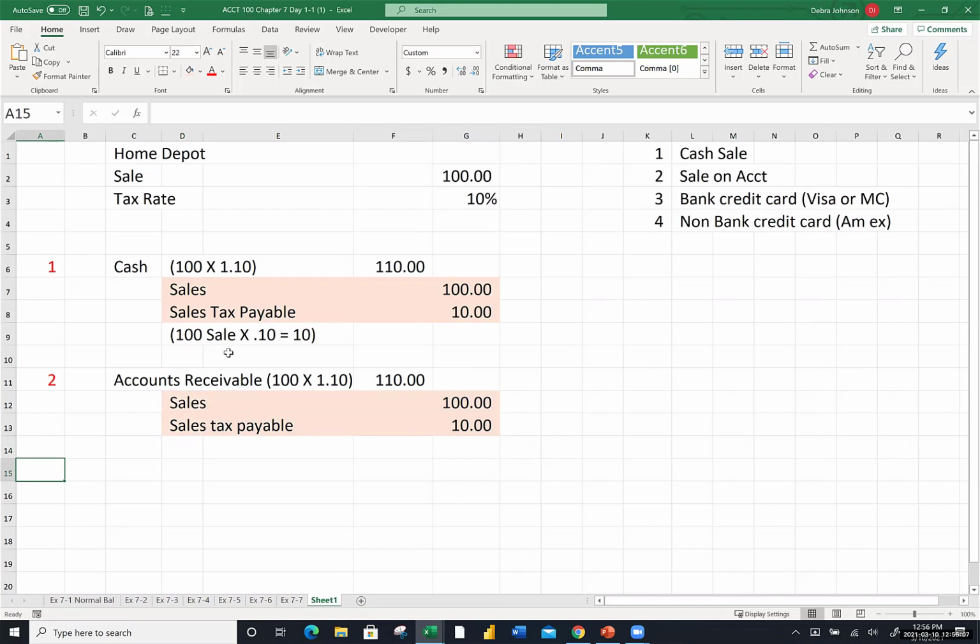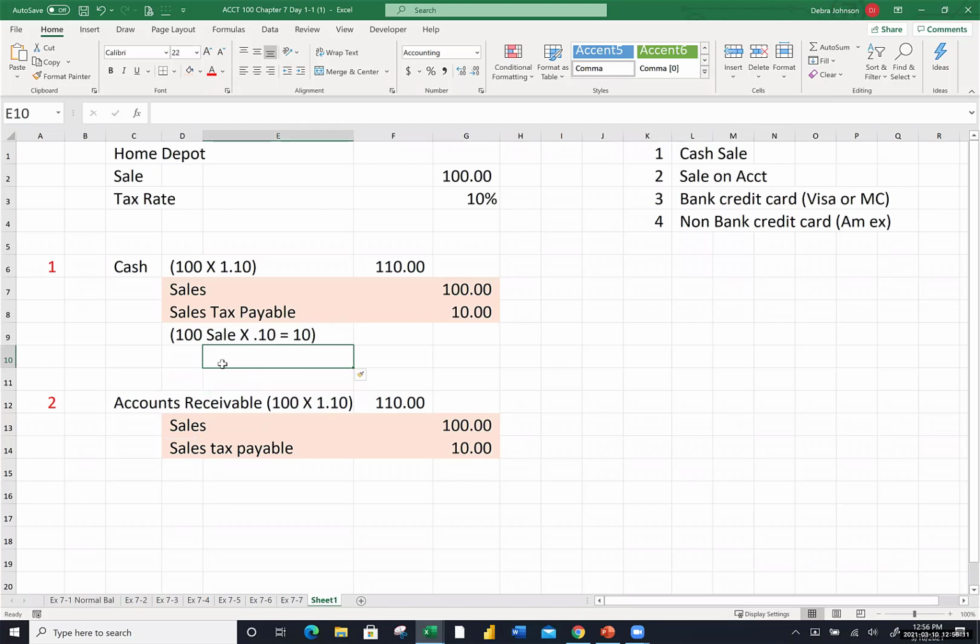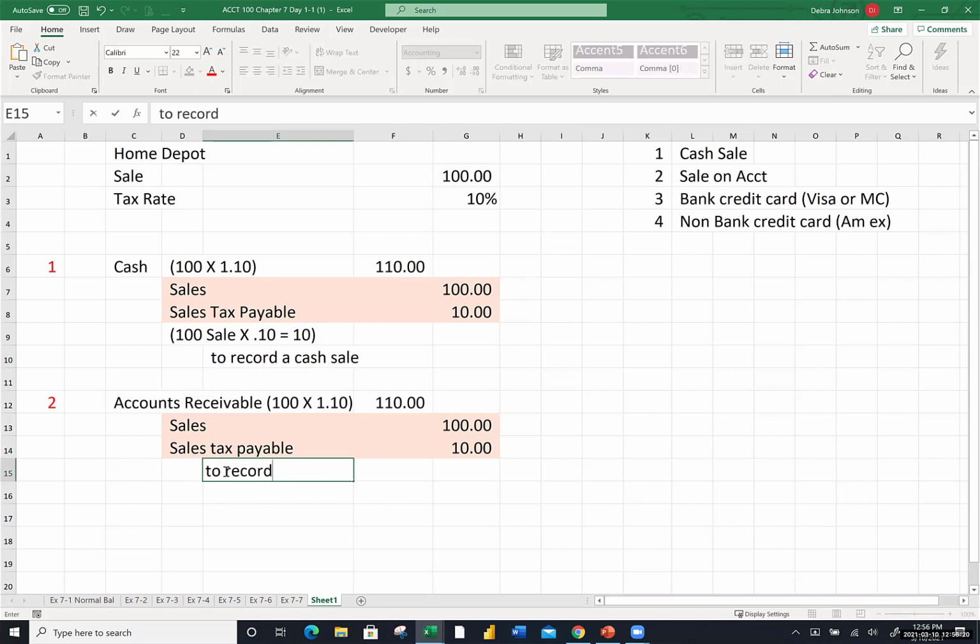So I should have left room to put a description for your notes. Not that important, but let me squeeze it in there. To record a cash sale. And on this second one, to record a sale on account.